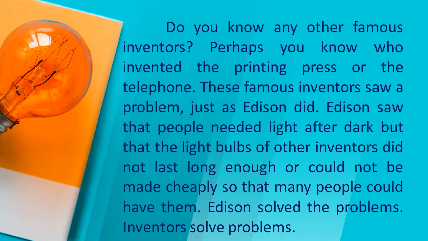So what did Edison do? He saw the problem with the light bulbs that inventors had created: people need light after dark, but the light bulbs of other inventors did not last long enough and even making them was very costly. So he made light bulbs that can be made cheaply so that many people can have them. So Edison solved the problems. And that's what inventors do. They solve problems.